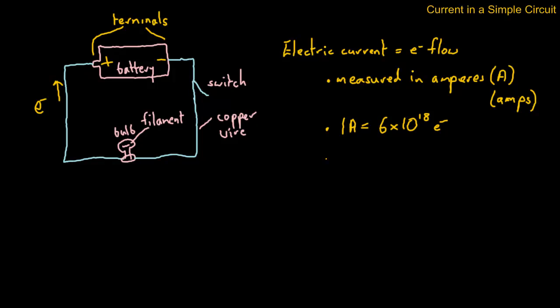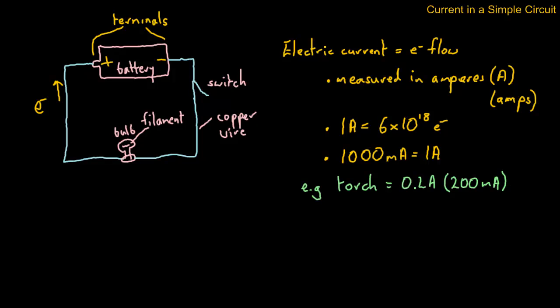Because that's quite a lot, we often use milliamperes. So 1000 milliamperes equals 1 amp. Typical examples might be, for example, a torch, a normal torch. We might have a current flow of 0.2 amperes, which of course we could write as 200 milliamperes.